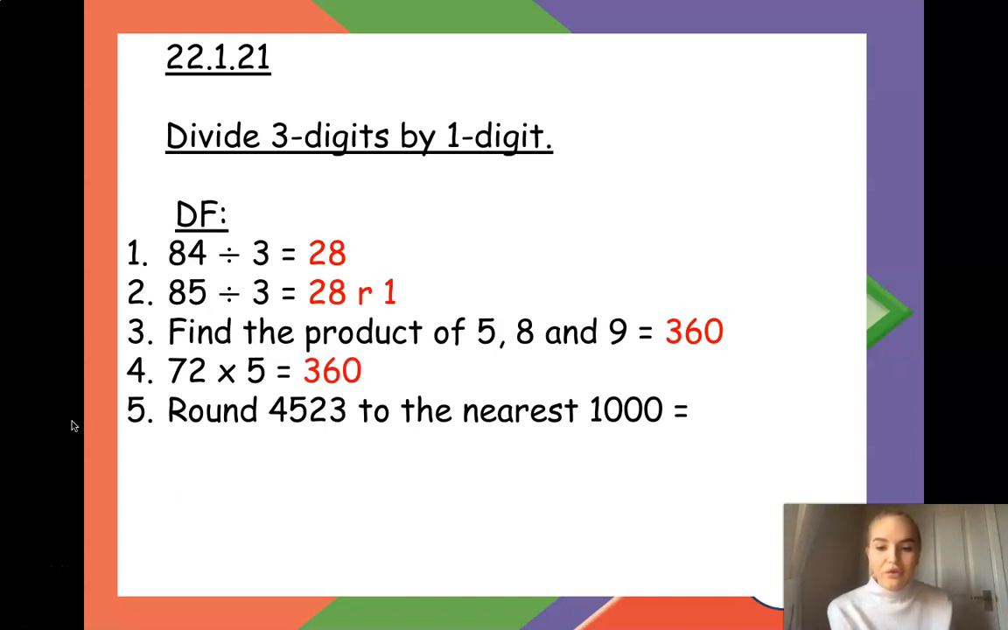Finally then, round 4,523 to the nearest 1,000. Well, we can think, which number are we going to look at? Are we going to look at our thousands? We know that the digit 4 represents 4,000. We can then look at this number 5 to think, are we rounding up to 5,000 or down to 4,000? And we are rounding up to 5,000.